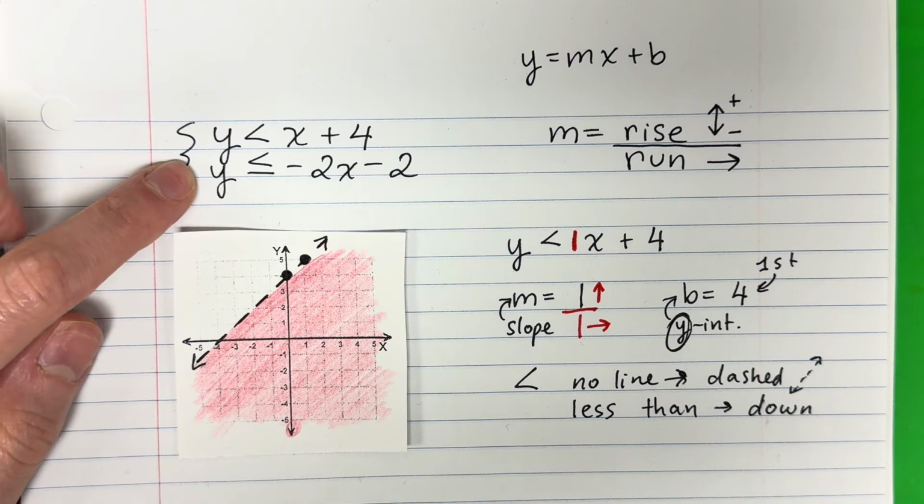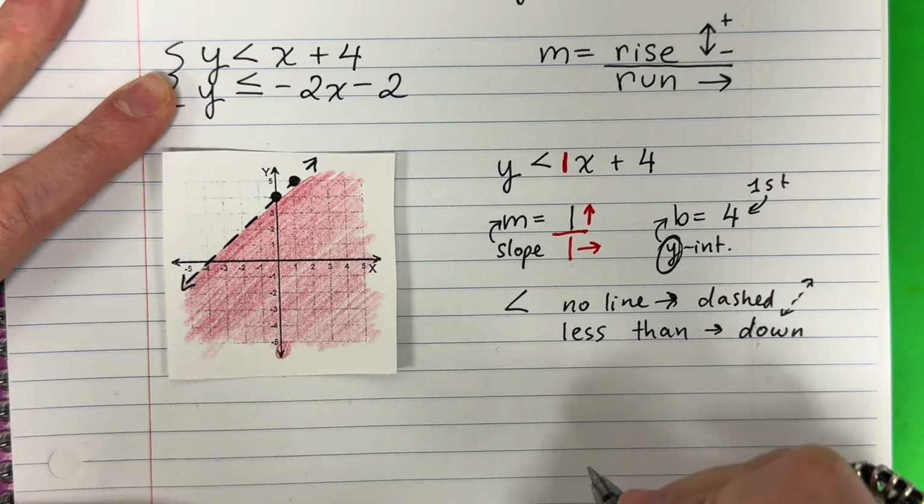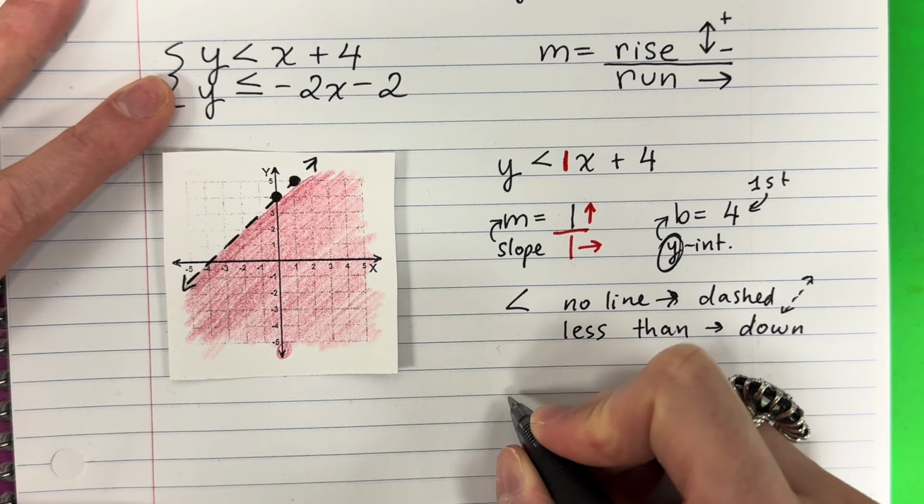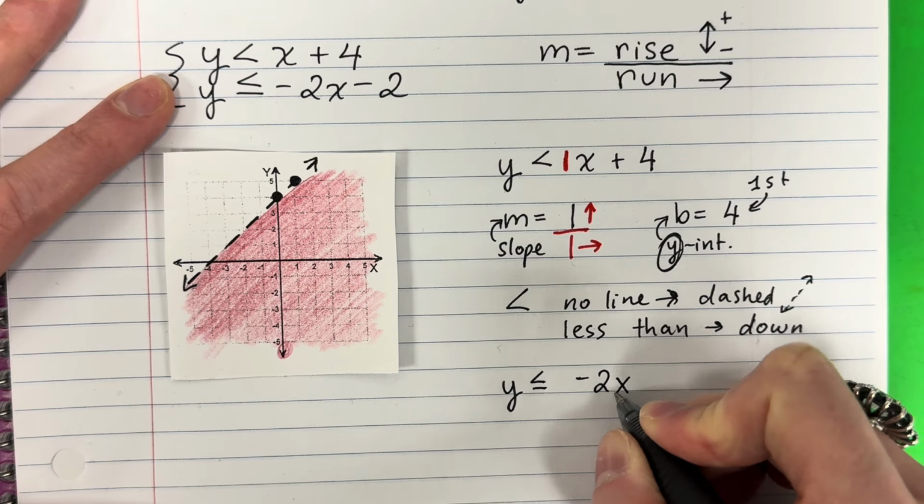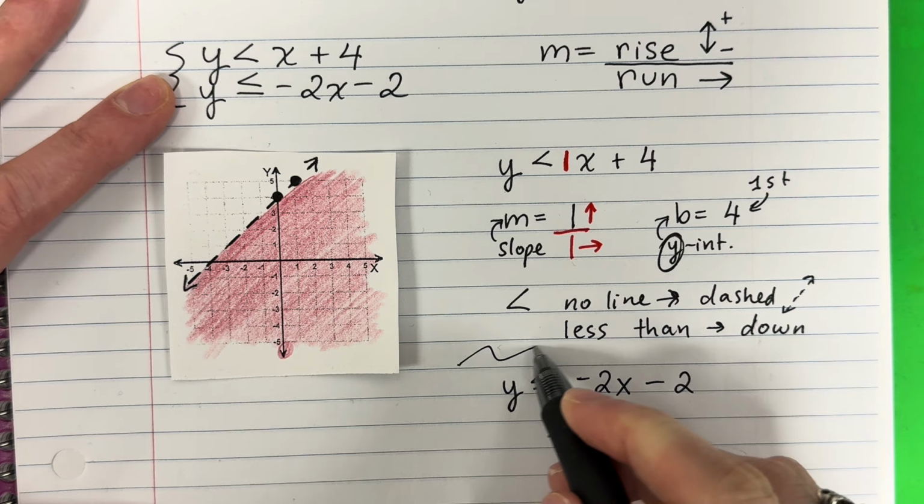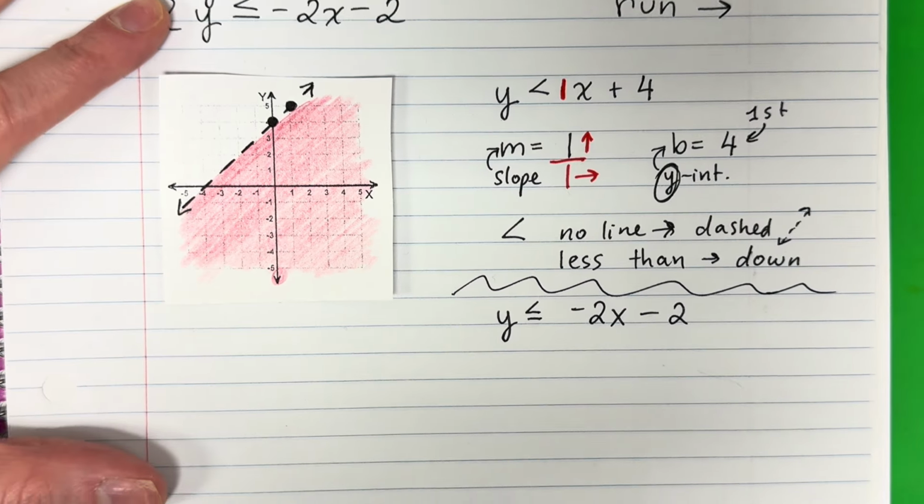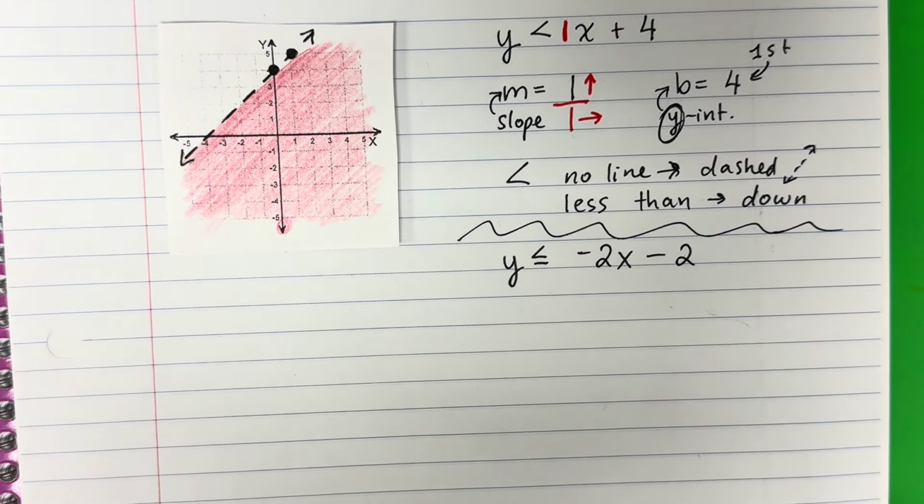Okay, now we're going to do the second one. All right, the second one, let me go ahead and copy that one. It's going to be y is less than or equal to negative 2x minus 2. And I'll do kind of like a little separation here so we're not confused. All right, we're going to do m and b again.